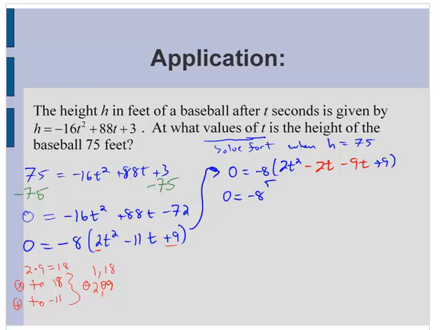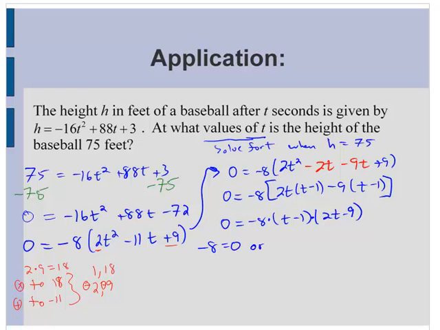Factoring by grouping, I'd have 2t by (t minus 1) minus 9 by (t minus 1), or negative 8 by (t minus 1) by (2t minus 9). So now I have 3 factors being multiplied and giving me 0. So that implies either the first is 0, so negative 8 equals 0, or the second, t minus 1 equals 0, or the third, 2t minus 9 equals 0.